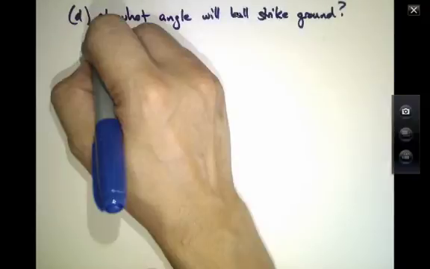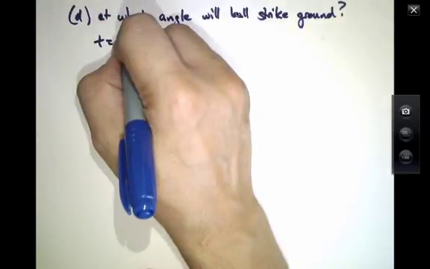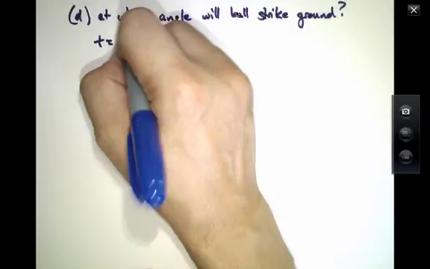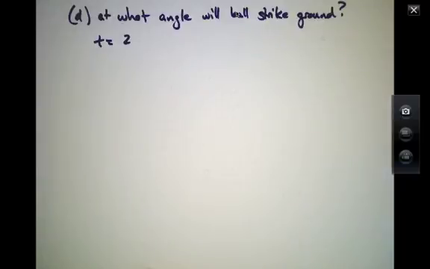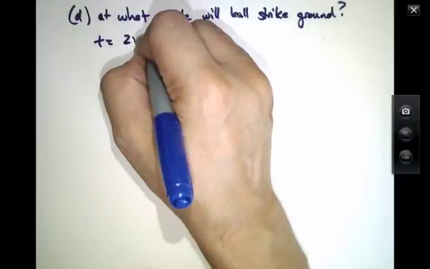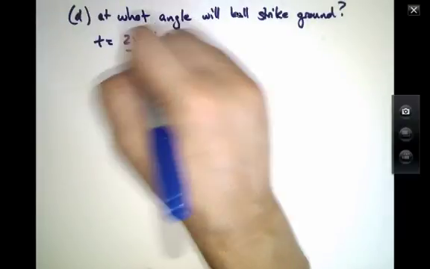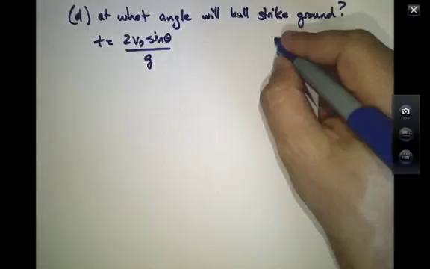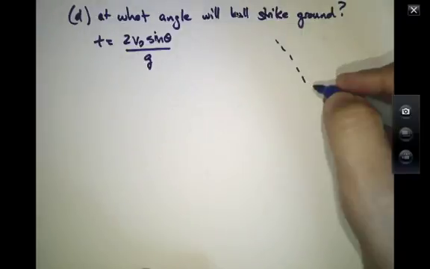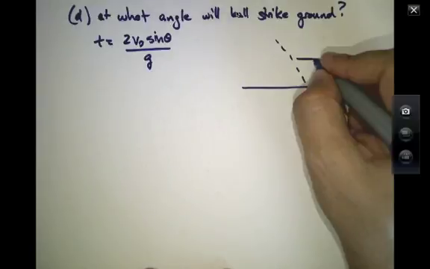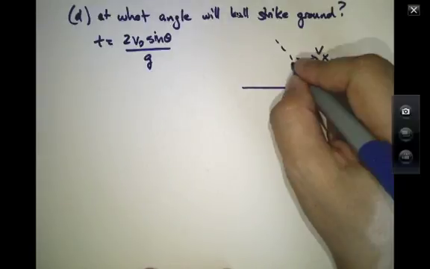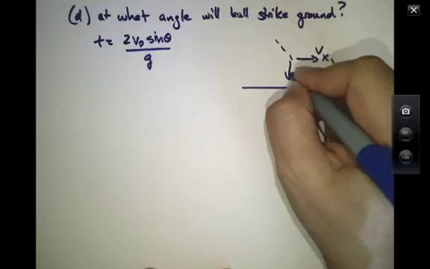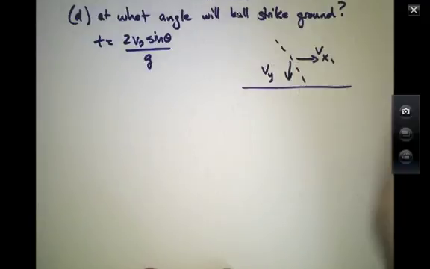Well, remember that the ball strikes the ground at some time 2 times v naught times sine of theta divided by g. So we're going to use that in our expressions. Now, the ball is coming down, and it's going to strike the ground here. It has some x component of velocity, and it has some y component of velocity.